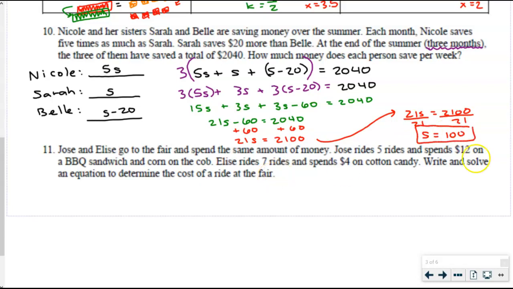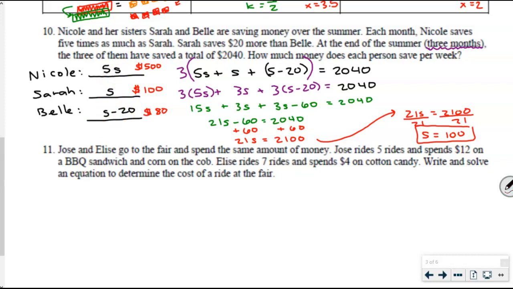Solving the equation isn't enough. Now we need to go back. How much does Nicole save? Nicole is 5 times S, so that's going to be $500 over the whole summer. Sorry, not over the whole summer, each month. Sarah saves 100. And Belle is 100 minus 20, so that's going to be 80.